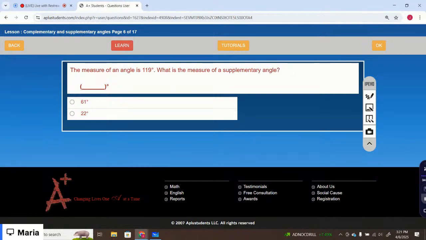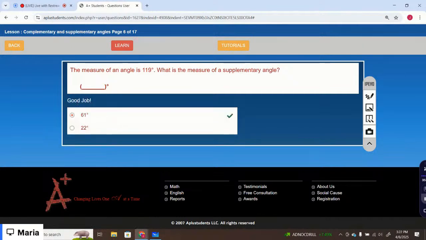The measure of an angle is 119 degrees. What is the measurement of the supplementary angle? 61 degrees it is. Option number 1 is the correct option.